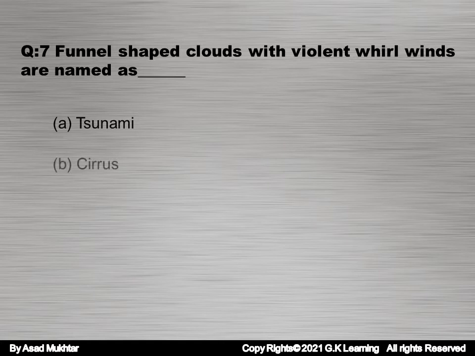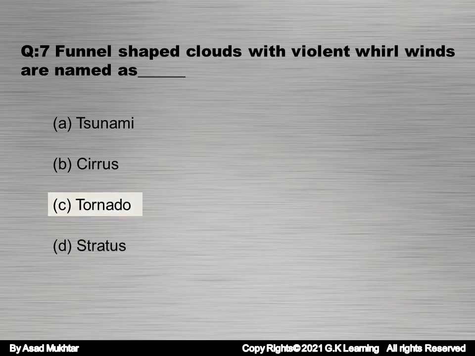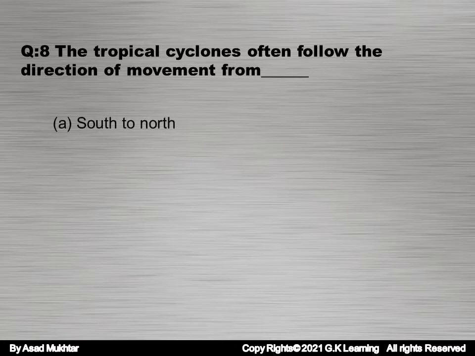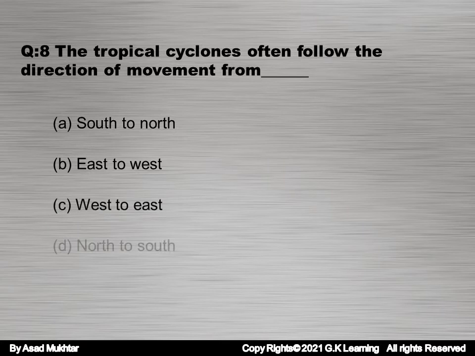Funnel-shaped clouds with violent whirlwinds are named as tsunami, cirrus, tornado, stratus. The answer is tornado. The tropical cyclones often follow the direction of movement from south to north, east to west, west to east, north to south. The answer is west to east.